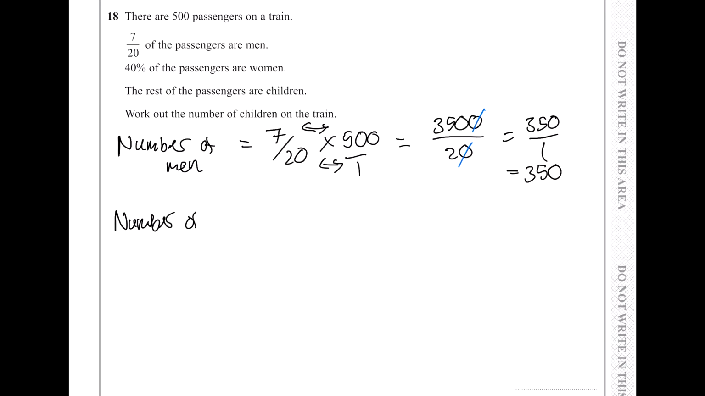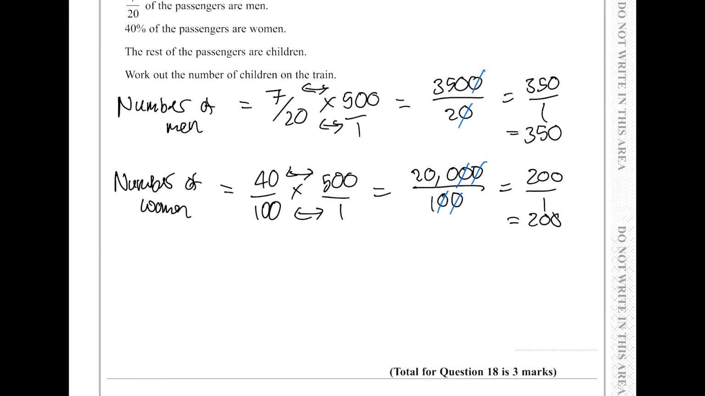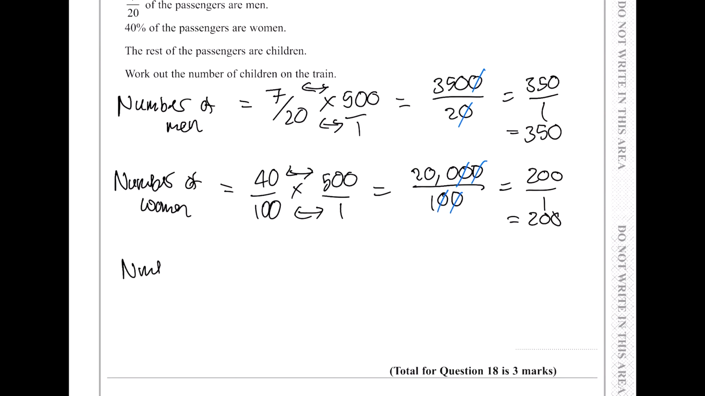Then we could do the same for women. So number of women. Well, 40%. So 40% is 40 over 100. Again, timesing that by 500, which is the number of passengers. We do it side to side like this, multiplying. So 4 times 5 is 20. Then we have 3 zeros. And then 100 times 1 is 100. Cancelling the zeros, we end up with 200 over 1, so it's 200. And so that's women.